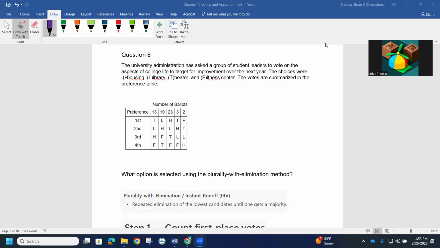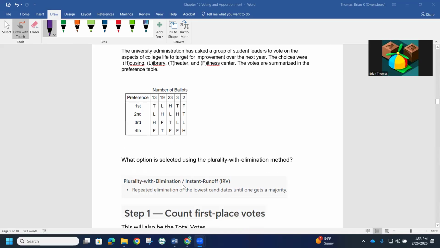So this question is going to involve the plurality method with elimination. This is going to be a little bit different. Notice down here, plurality with elimination is like an instant runoff, if you will. What we do is we have to have a majority. If we don't have a majority, we keep eliminating the lowest candidate until somebody gets a majority.